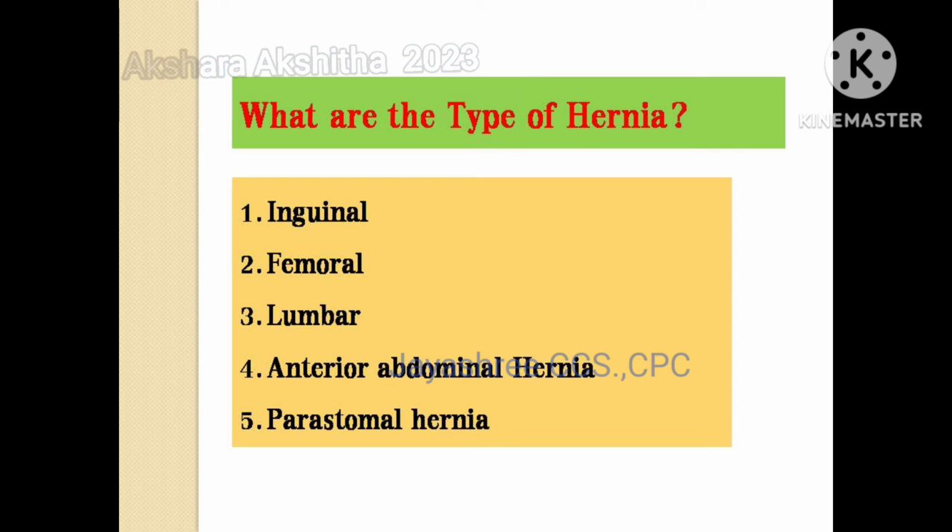So there is inguinal hernia, femoral hernia, lumbar hernia, anterior abdominal hernia and parastomal hernia. These last two hernia types, that is anterior abdominal hernia and parastomal hernia, are the ones with changes in 2023. The remaining hernia types, inguinal, femoral and lumbar hernia, are old updates only, but for these last two hernias we have the changes in 2023.